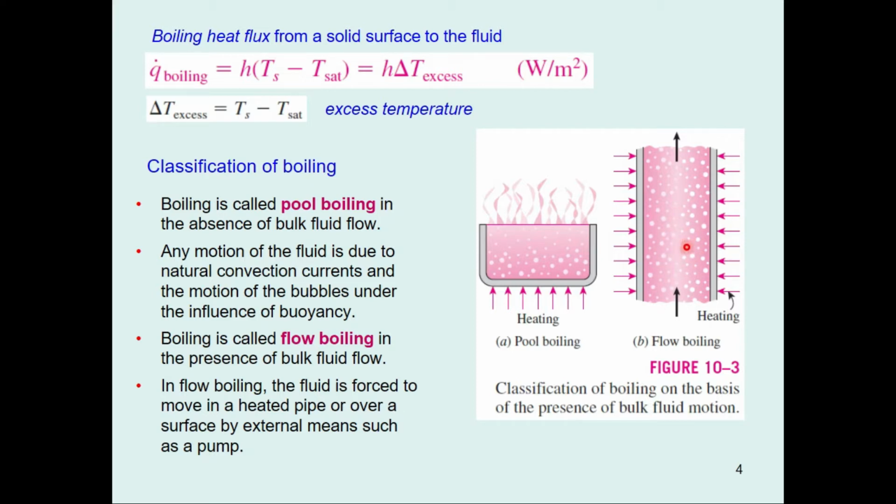Why is it known as flow boiling? Because boiling is taking place at the liquid-solid surface interface, from this side and from this side, and there is also bulk fluid motion. So that is why it is called flow boiling. Here is the description: in flow boiling, the fluid is forced to move in a heated pipe or over a surface by some external means such as a pump. So these are the two classifications of boiling. One is pool boiling and the second is flow boiling.